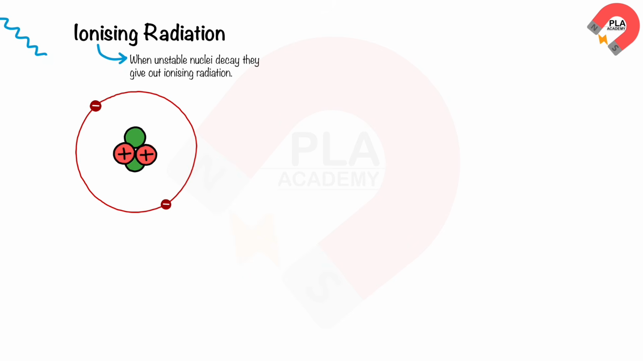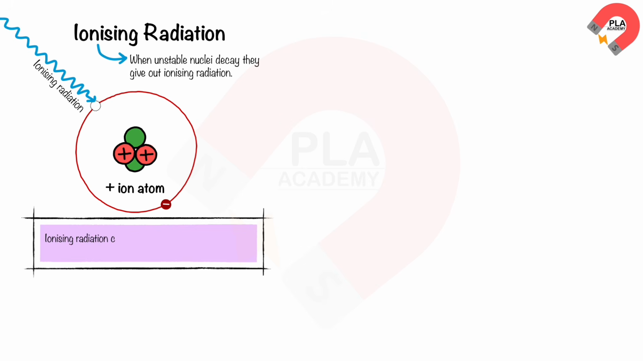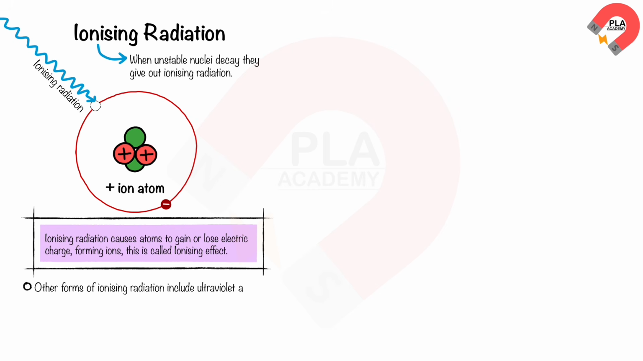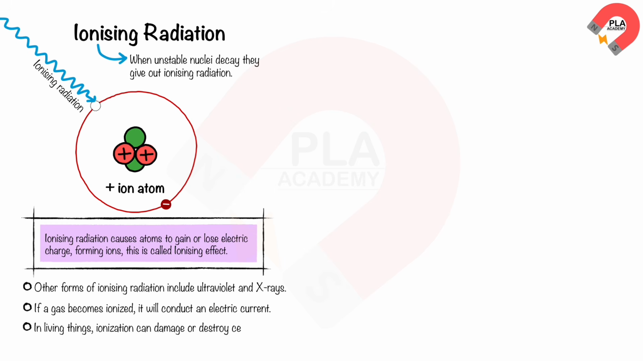Ionizing radiation. When unstable nuclei decay, they give out ionizing radiation. When ionizing radiation collides with an electron in the atom, it ejects an electron, and the atom becomes a positive ion. Ionizing radiation causes atoms to gain or lose electric charge, forming ions. This is called the ionizing effect. Other forms of ionizing radiation include ultraviolet and X-rays. If a gas becomes ionized, it will conduct an electric current. In living things, ionization can damage or destroy cells.